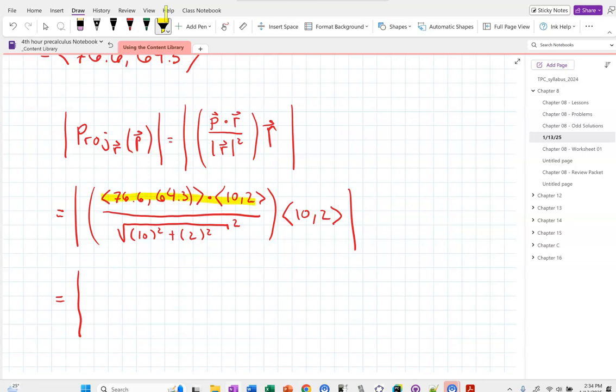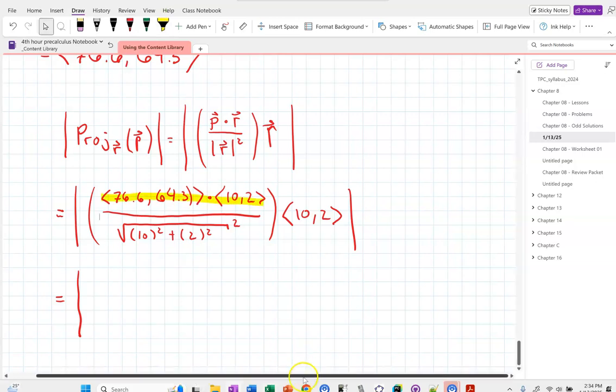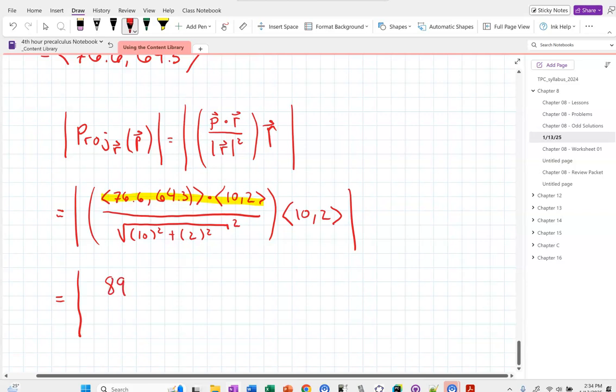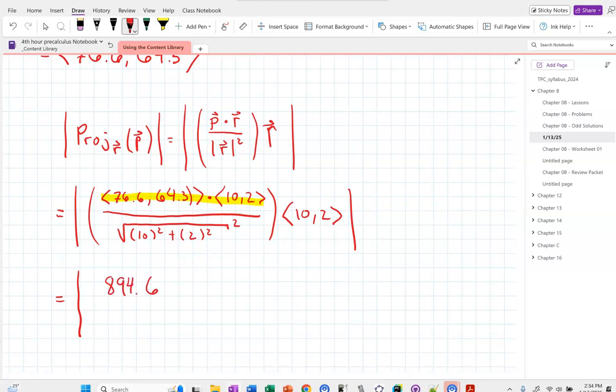So let's do the dot product. That's the product of the x's plus the product of the y's. So 10 times 76.6 plus 2 times 64.3. So I have 894.6. And I know the square is going to cancel the square root down here. So I just have 104.